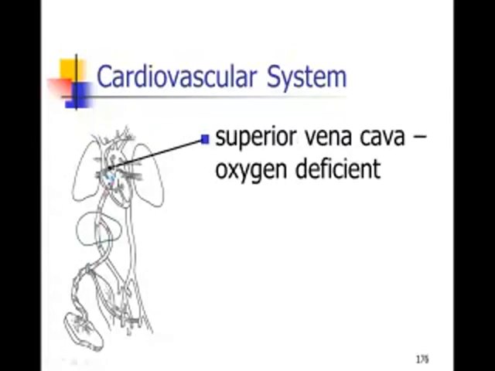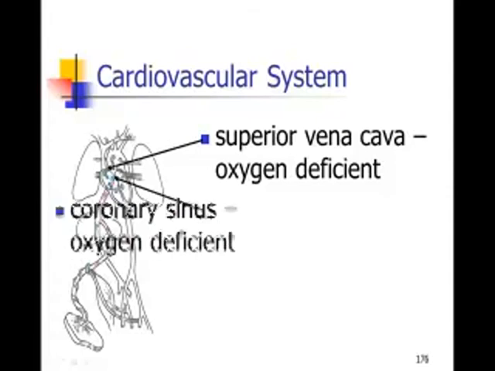So we have some colors here. We have oxygen-rich blood, red arrows coming in from the umbilical vein. We have oxygen-deficient blood in the inferior vena cava. The red and blue mix to make purple. So the mixed blood is coming in from the inferior vena cava. At the same time, we have blue arrows coming from the coronary sinus and the superior vena cava. Those are both oxygen deficient.